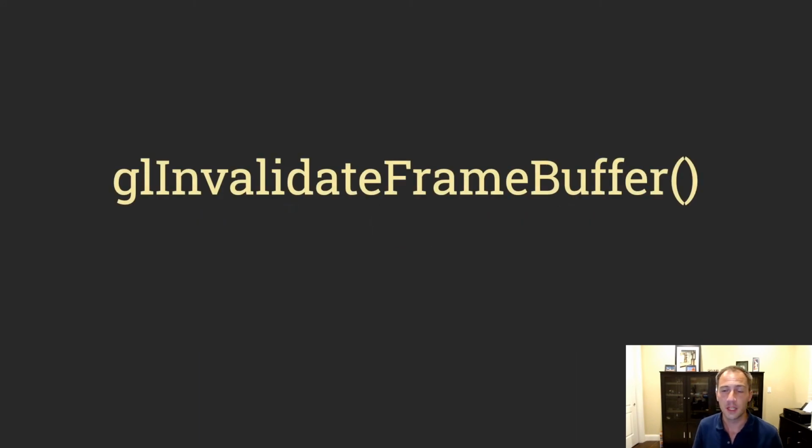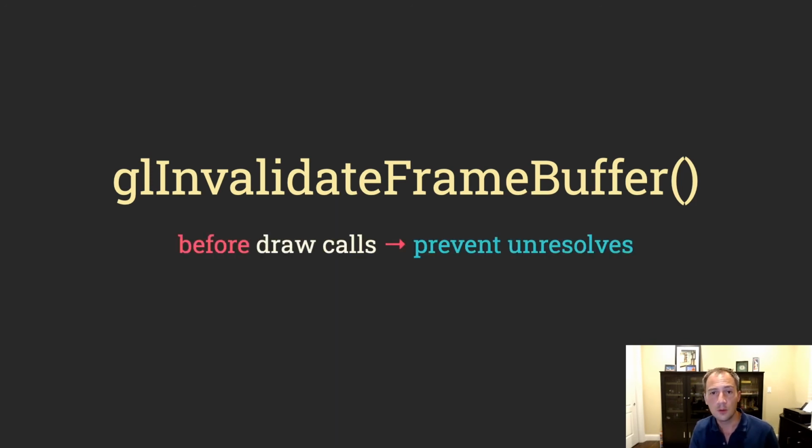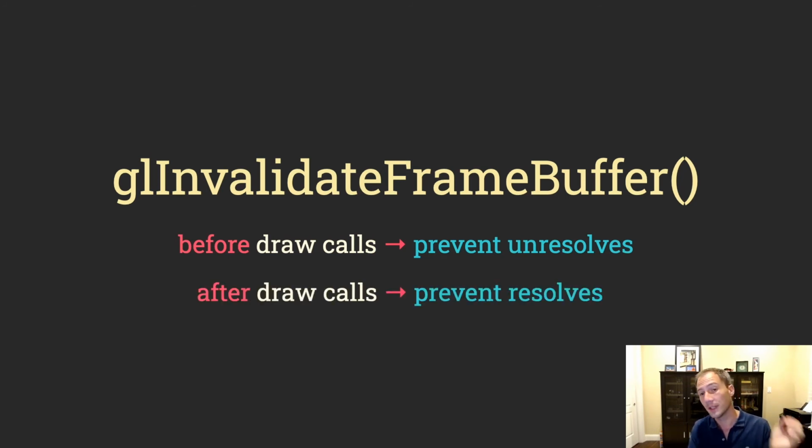So you can control those explicitly with OpenGL ES using glInvalidateFramebuffer, which is part of GLES 3. There's also an extension for GLES 2. When you call that function before any draw call, you prevent the loads, the unresolves. When you call it after the draw call, you can prevent the stores. It is, however, tricky to use this API manually.